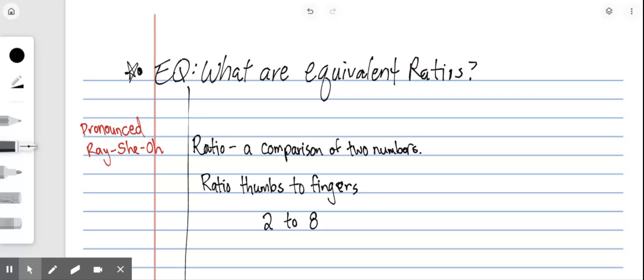Okay. I can also write it as a fraction, 2 over 8, where the top number is the number of thumbs and the bottom number is the number of fingers. And I can write it lastly with a colon in between it, 2 to 8. These are all 3 ratios, just ways to write a ratio. Again, it's just a comparison of 2 or more numbers.